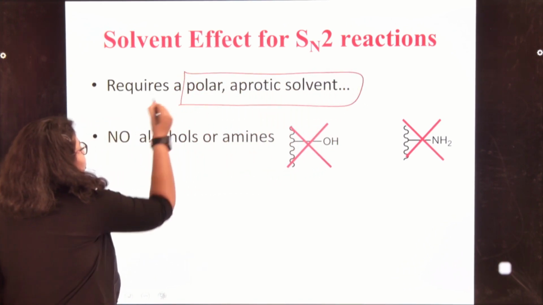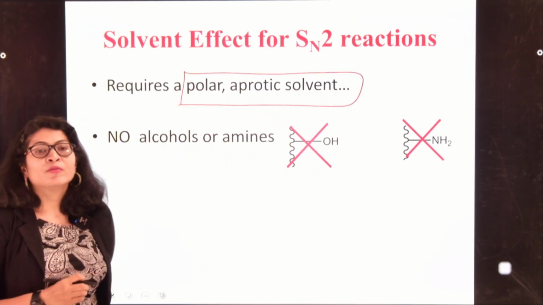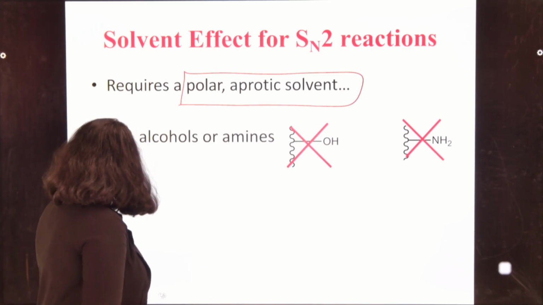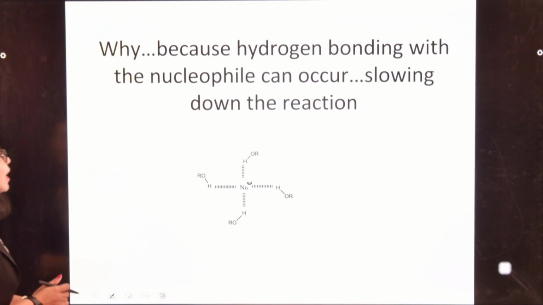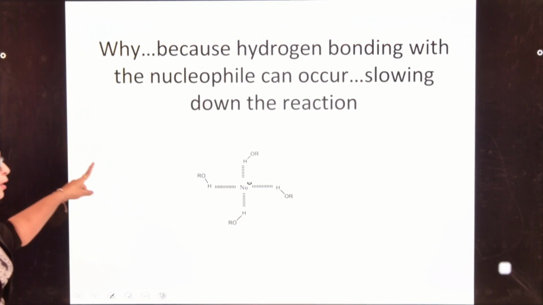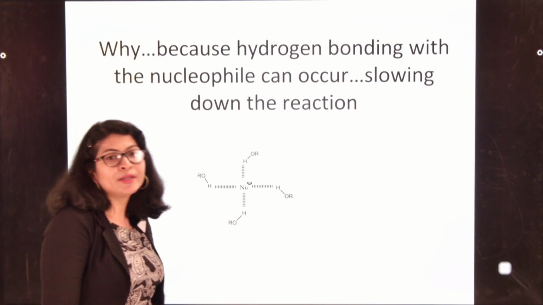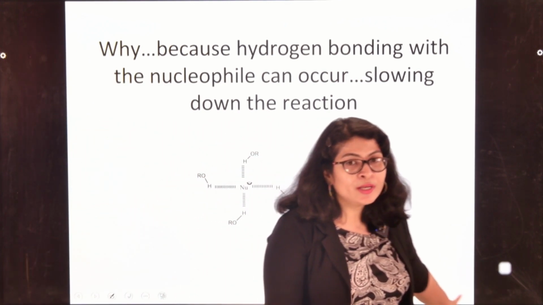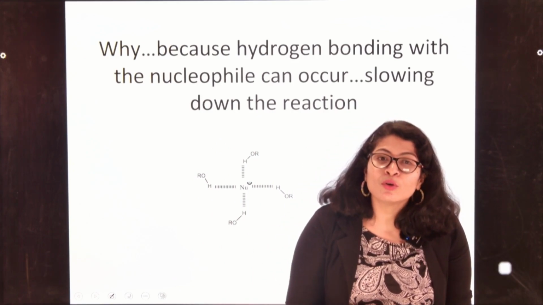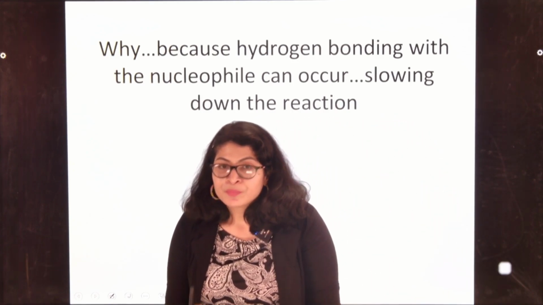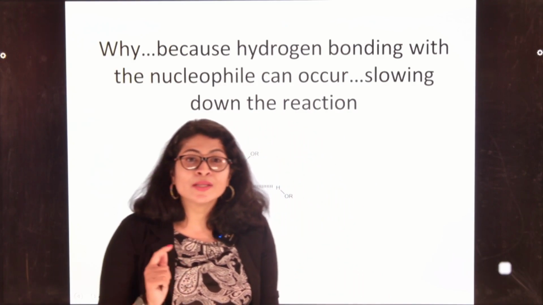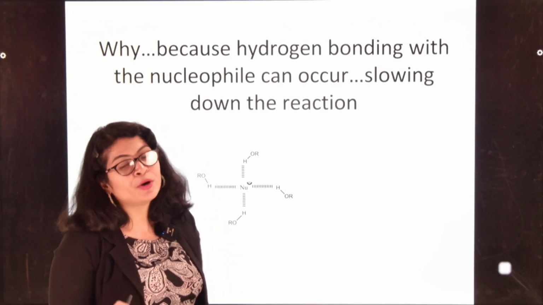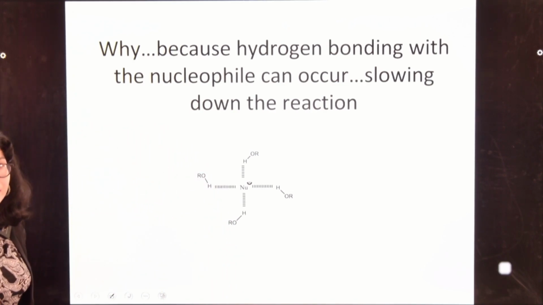A polar aprotic solvent is a very feasible solvent which helps in carrying out the SN2 reaction. Why? Because hydrogen bonding with the nucleophile can occur, which leads to slowing down the reaction. If a protic solvent is there, it will lead to hydrogen bonding, as a result of which it will not allow the nucleophile to come and attack the carbon center. Therefore, a polar solvent is required, but it must be aprotic. There must not be any source of hydrogen bonding possible, which would ultimately hinder the rate of reaction.